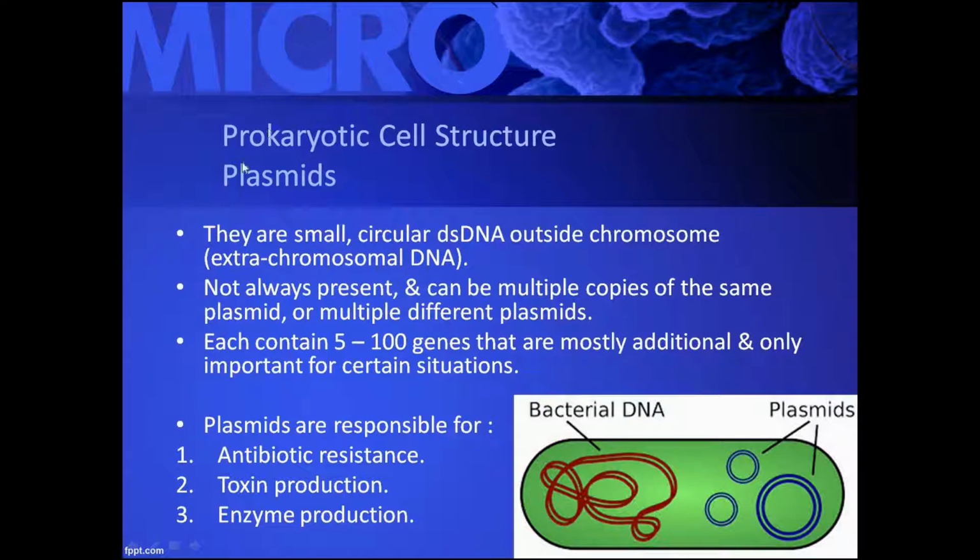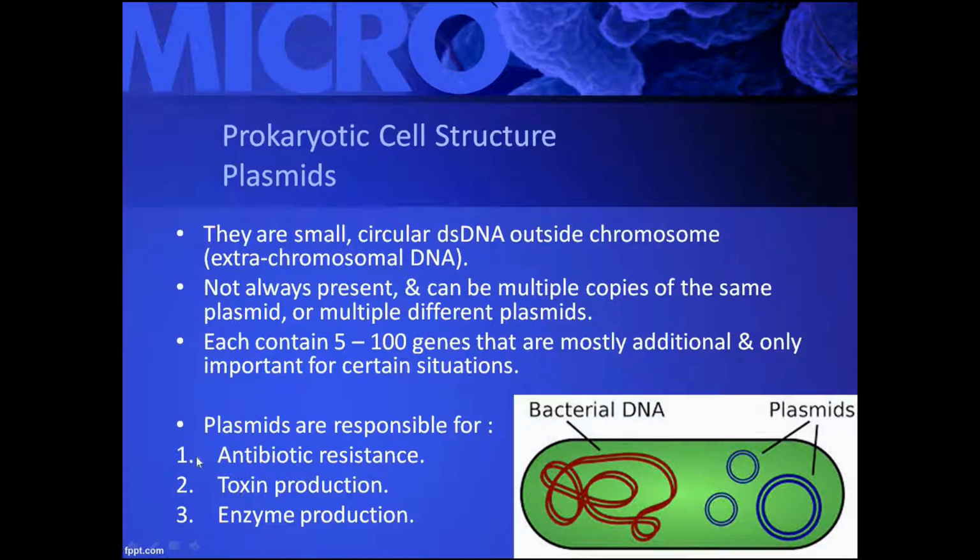The plasmids are extrachromosomal DNA. They are small, circular, double-stranded DNA outside the chromosome and outside the nucleoid. They are not always present, and they are not necessary for survival. The bacteria can function normally without them. If they are present, there can be multiple copies of the same plasmid or multiple different plasmids. Each plasmid contains from 5 to 100 genes. These genes, as we said, are additional, but they are very important in certain situations.